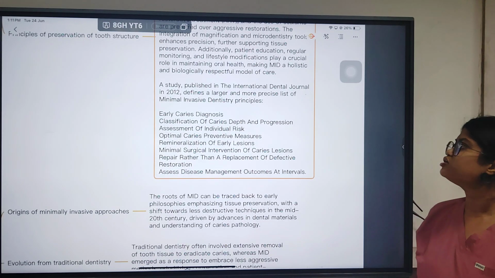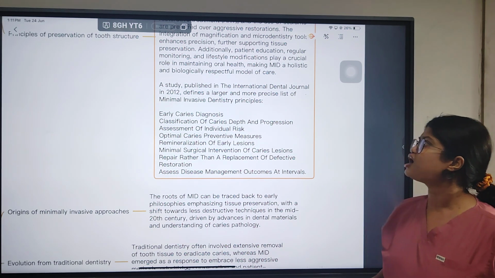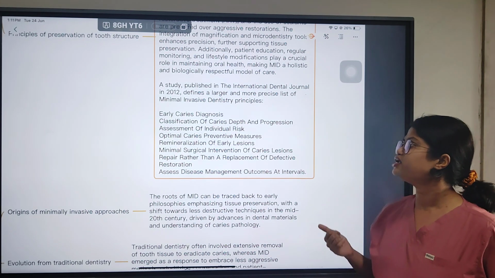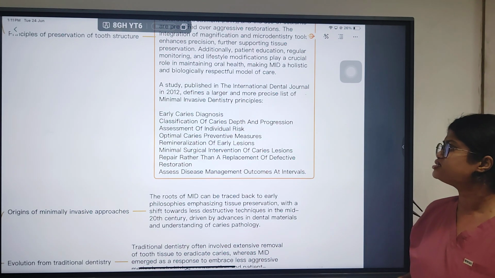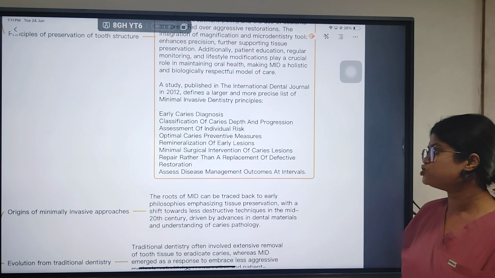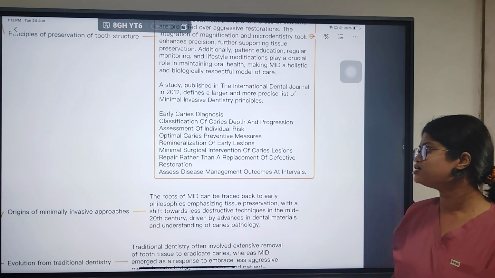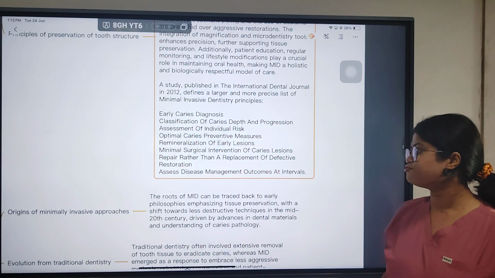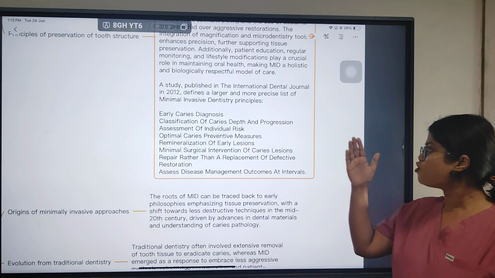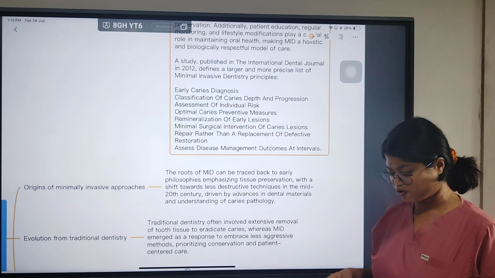So I wanted to mention a study that was published in 2012 in the International Dental Journal. It defines a larger and more precise list of minimally invasive dentistry procedures that involves early caries diagnosis, classification of caries depth and progression, assessment of individual risk, optimal caries preventive measures, remineralization of early lesions, minimum surgical intervention of the caries lesions, repair rather than replace the defective tooth structure, and also assessing the disease management outcomes at these levels. So following these steps of MID, we can have a holistic approach towards caries risk prevention.